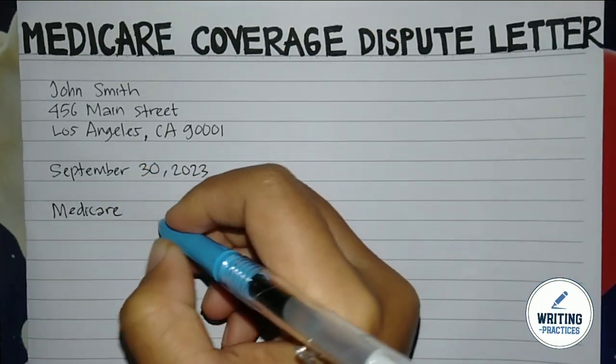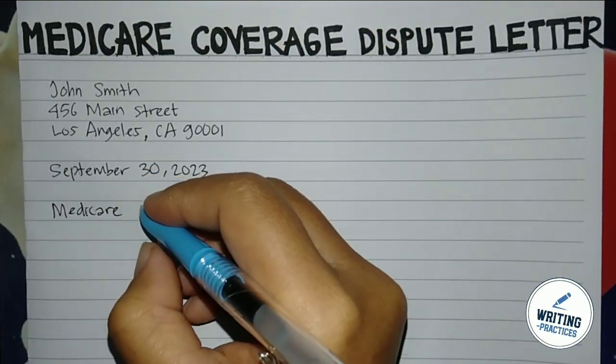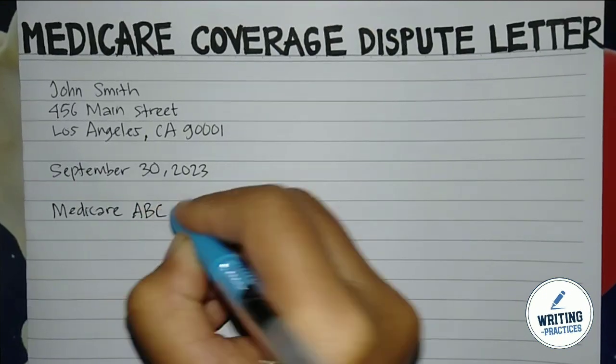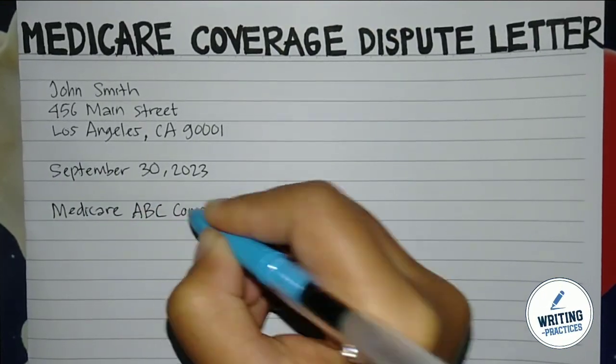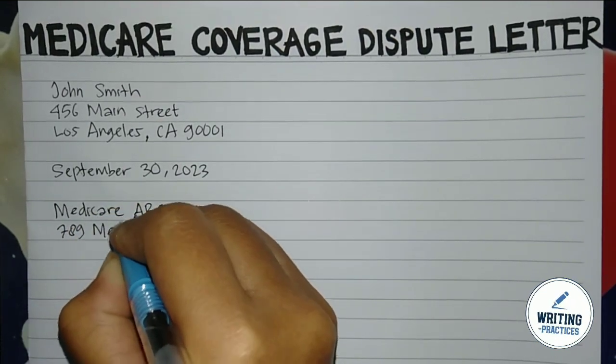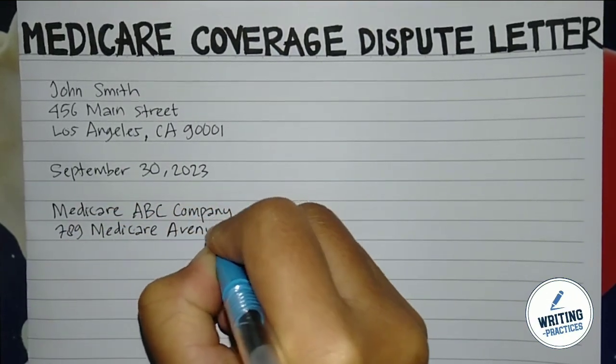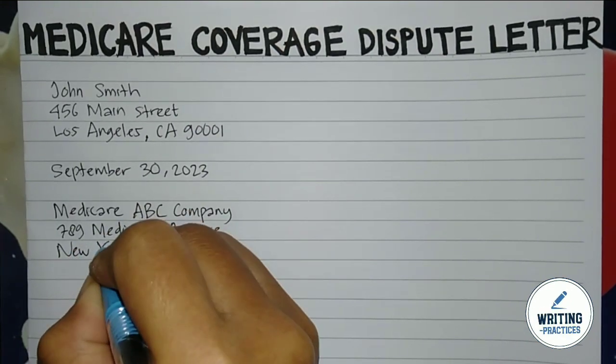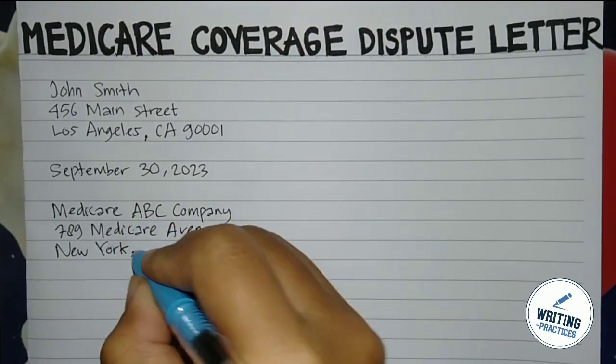And now, write the information about the recipient. Since you don't know the name, just write the company or organization name then. Under it, write the address of the office of the organization. You need to include the number, street name, city, state, and zip code for the complete address.